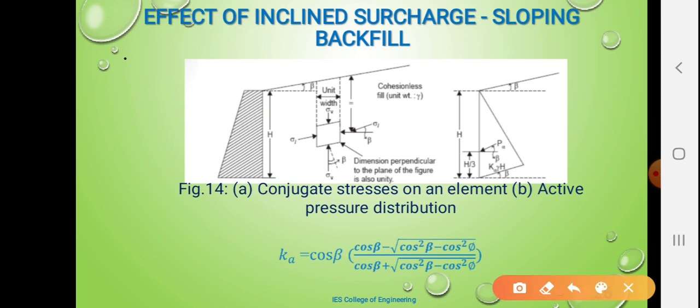Here the active thrust Pa acts at a height of h by 3 from the base and will always be parallel to the backfill surface.